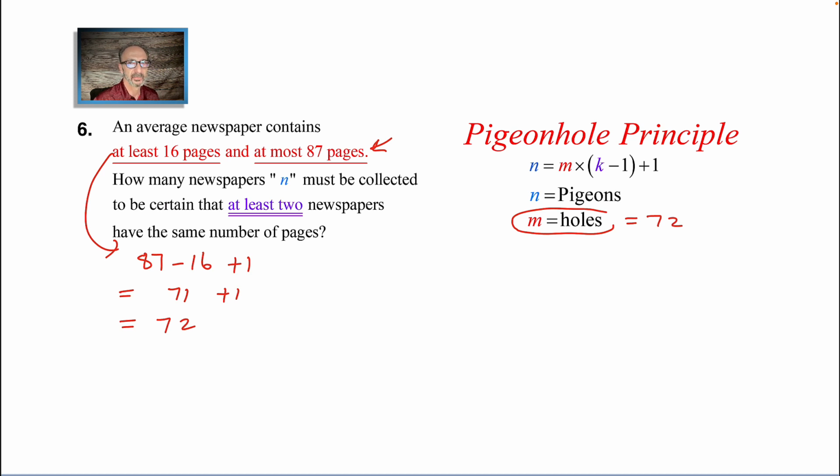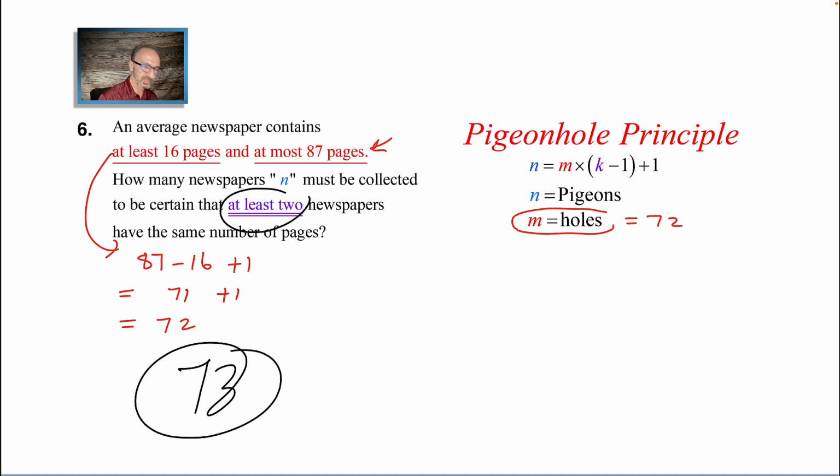If I pick the worst case scenario, if I pick 72 newspapers, I'm not going to be certain to have this happen. Why? Because the first one could be 16, the second one could be 17 pages, the third one could be 18 pages, and the last one, the 72nd, will be 87 pages. To be certain, I need one more. And that's the whole idea. The answer is 73, because we just need to focus on this.